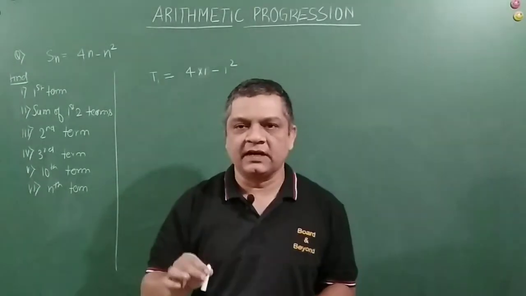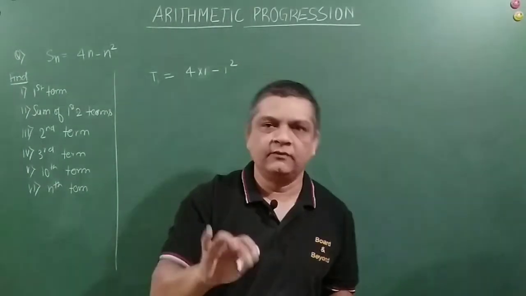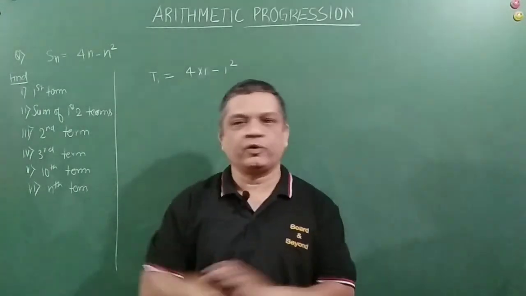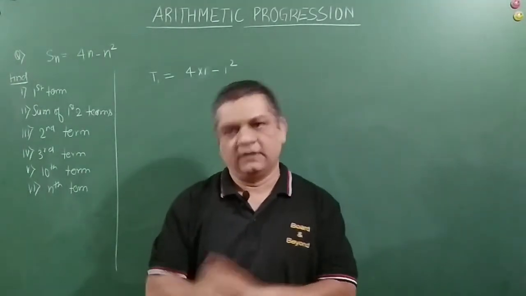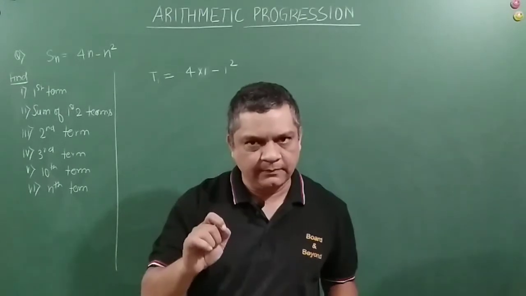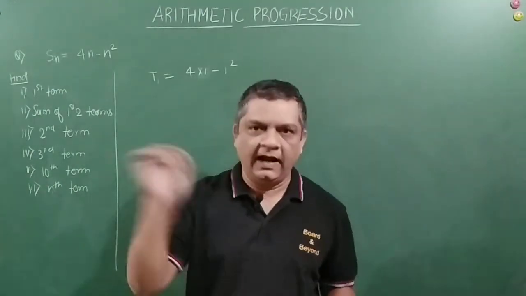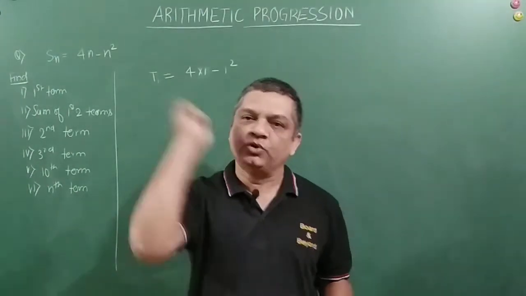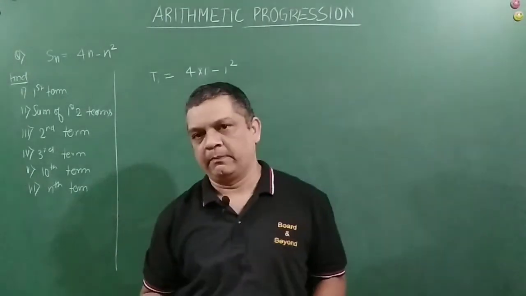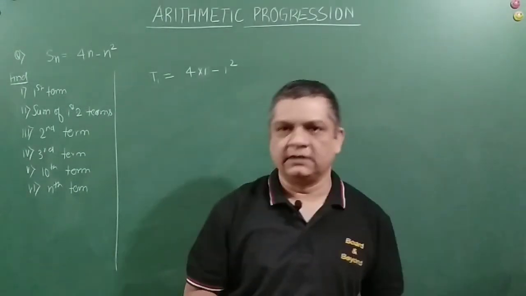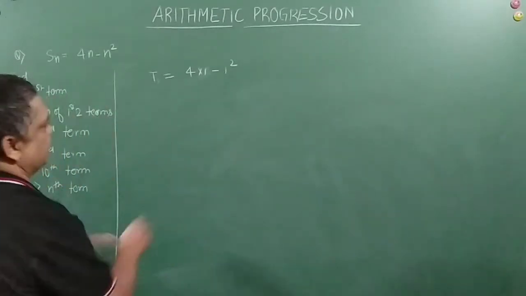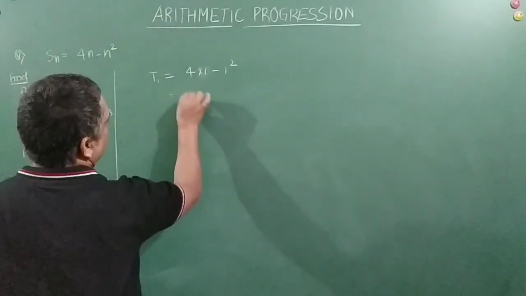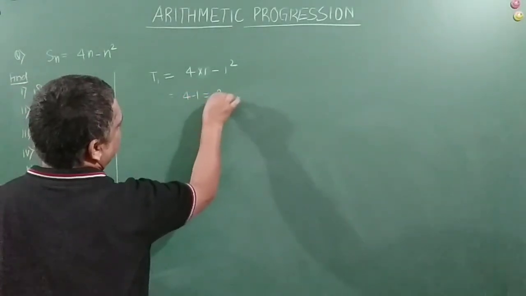Correct? So the first term, or sum up to the first term, will always be the same in any arithmetic progression. Let me repeat. The value of the first term and the sum of the series up to one term will always be the same, because it's one and the same thing, right? So this is equal to 4 minus 1, which is equal to 3.